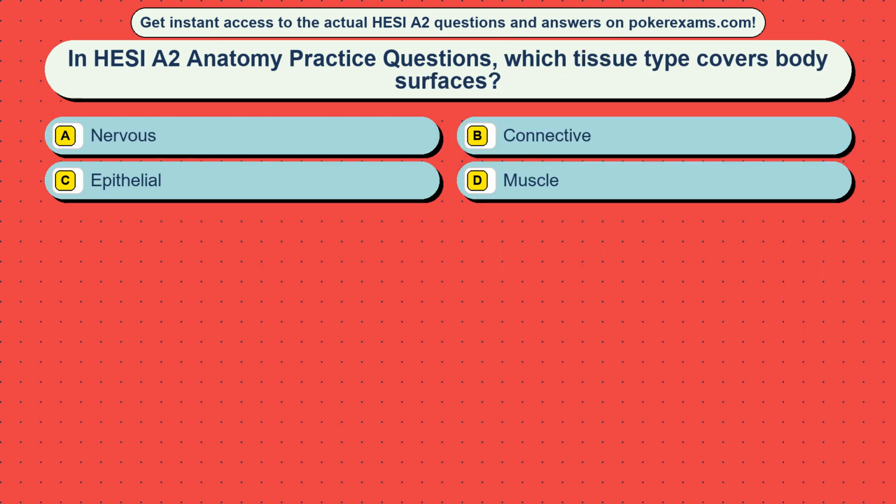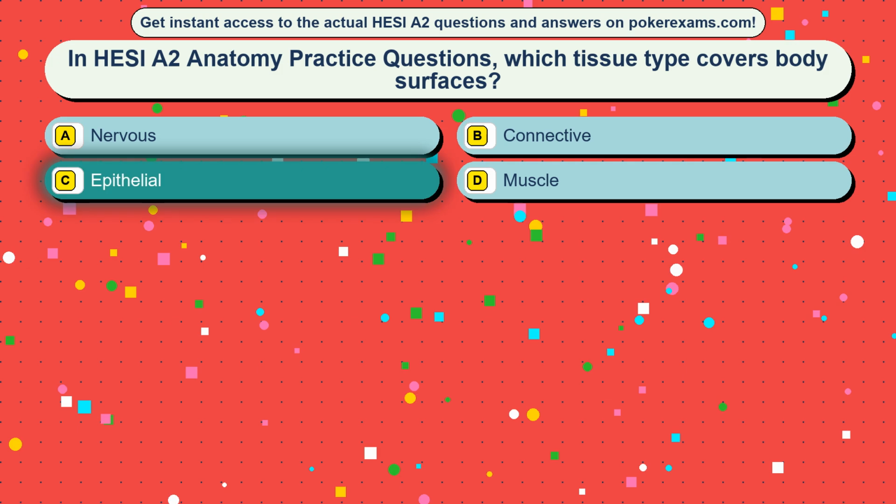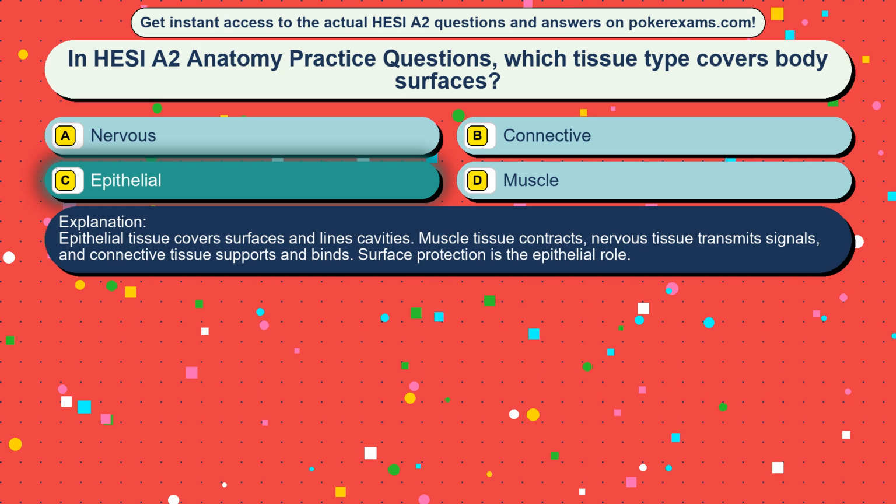Question 43. In HESI A2 anatomy practice questions, which tissue type covers body surfaces? Option A, nervous. Option B, connective. Option C, epithelial. Option D, muscle. The correct answer is option C, epithelial. Epithelial tissue covers surfaces and lines cavities. Muscle tissue contracts, nervous tissue transmits signals, and connective tissue supports and binds. Surface protection is the epithelial role.